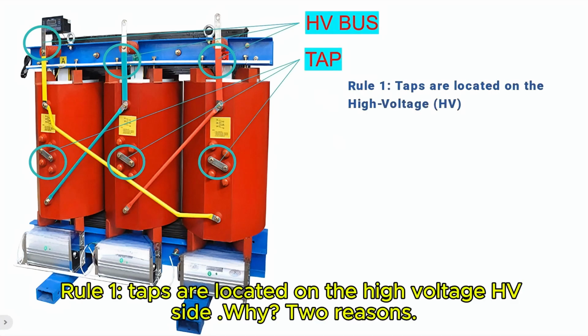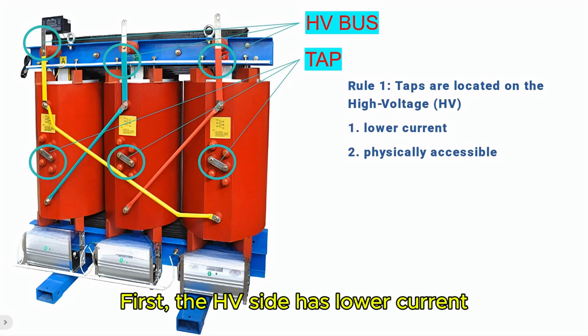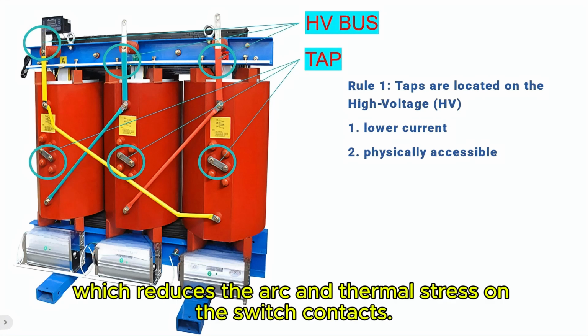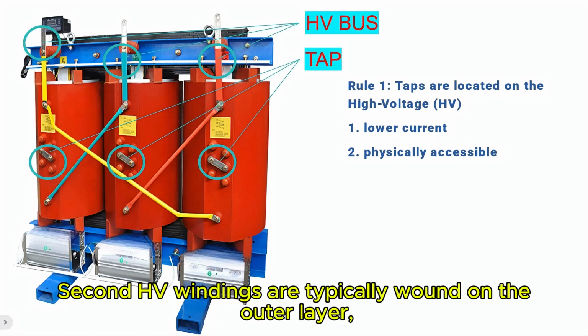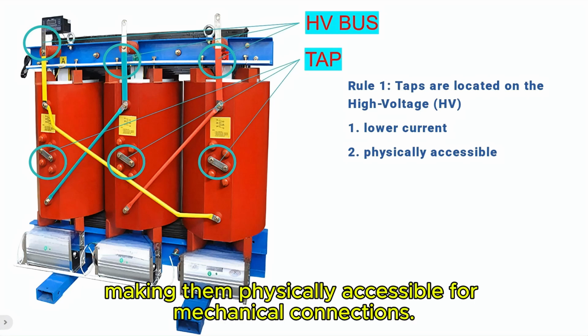Rule 1. Taps are located on the high voltage HV side. Why? Two reasons. First, the HV side has lower current, which reduces the arc and thermal stress on the switch contacts. Second, HV windings are typically wound on the outer layer, making them physically accessible for mechanical connections.